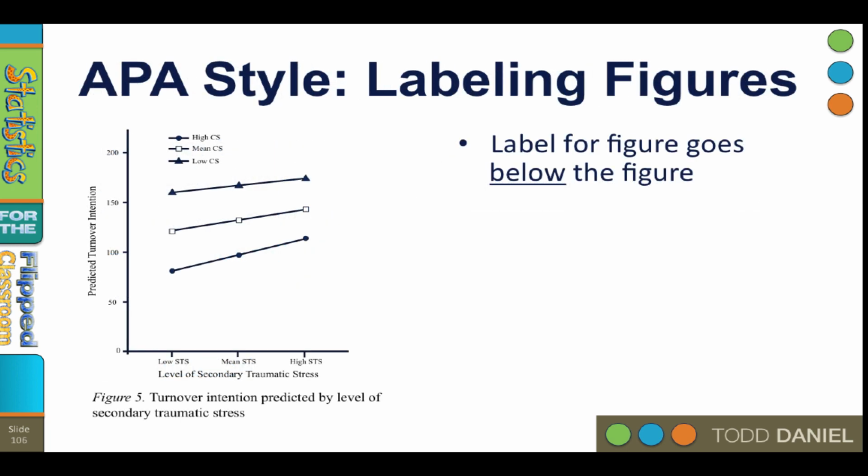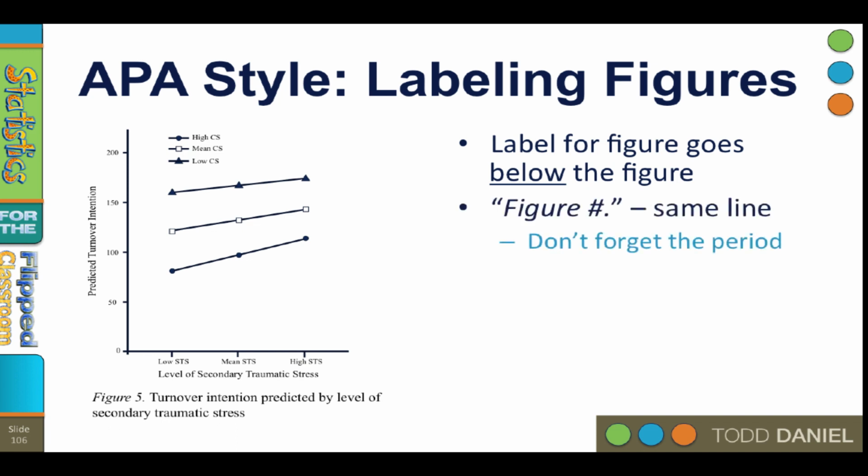When labeling figures in APA style, the label for the figure goes below the figure. Underneath your figure, type capital F, Figure, and then the figure number followed by a period. The figure number and period are all in italics.